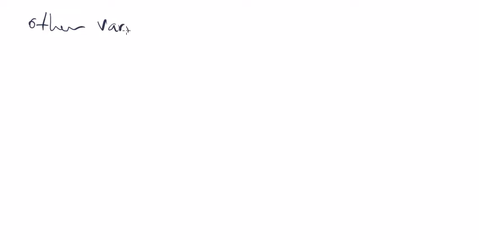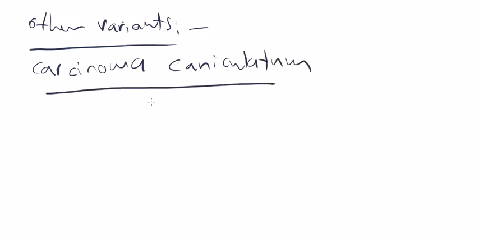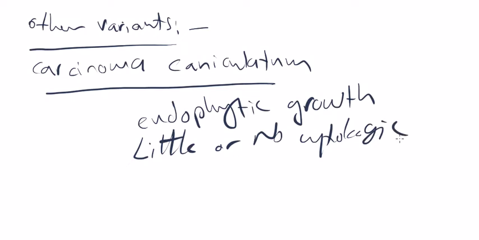Other variants are less important, and include carcinoma cuniculatum. Carcinoma cuniculatum is a well-differentiated squamous cell carcinoma with an endophytic growth pattern, deeply penetrating crypts, and slow growth. Also like verrucous carcinoma, there will be little or no cytological atypia. It's a well differentiated squamous cell carcinoma.